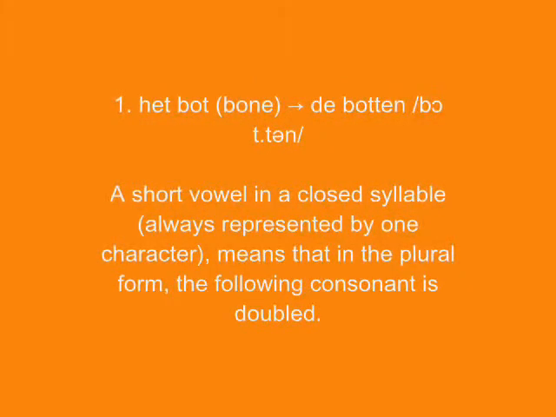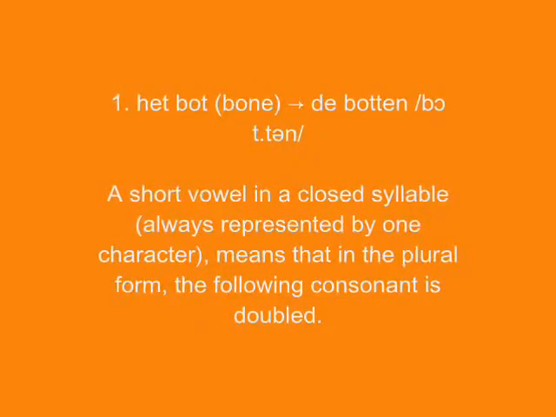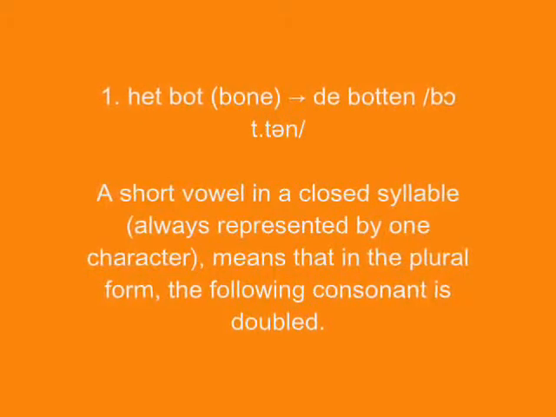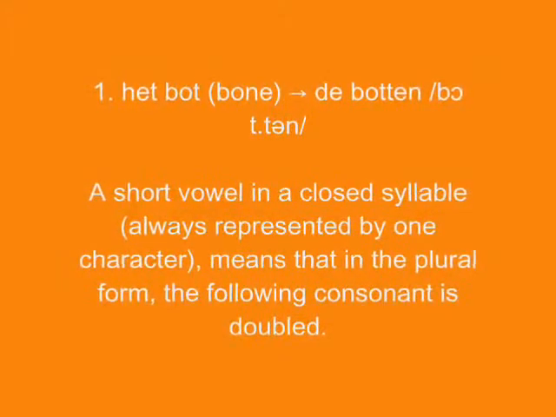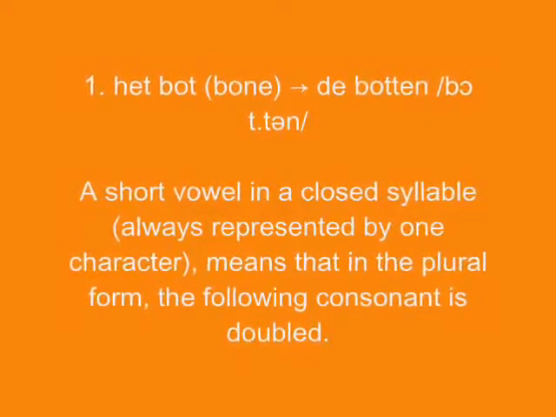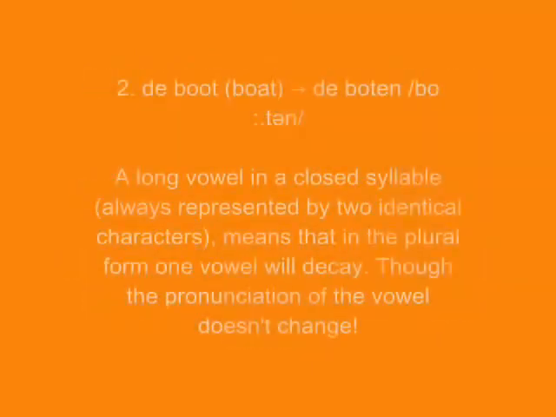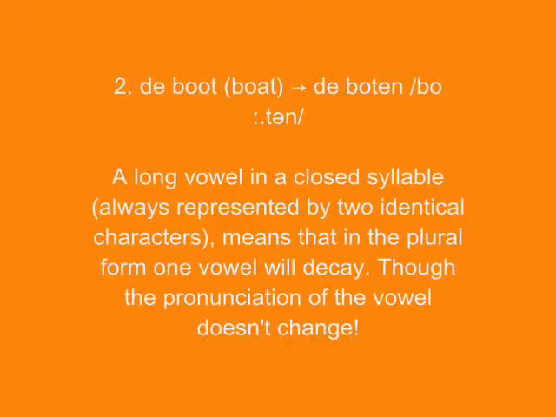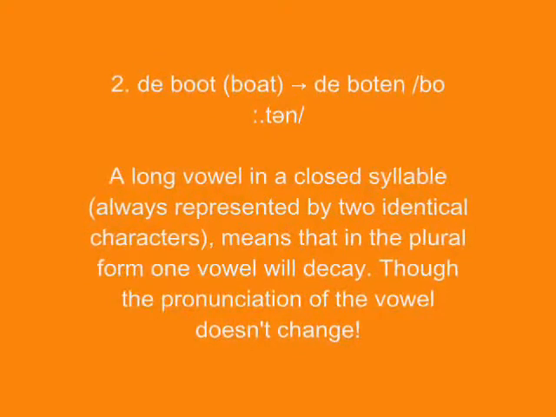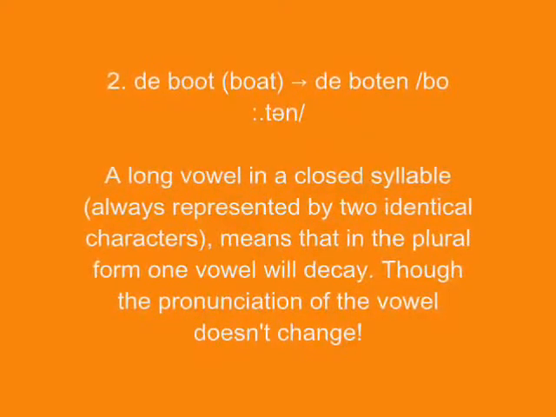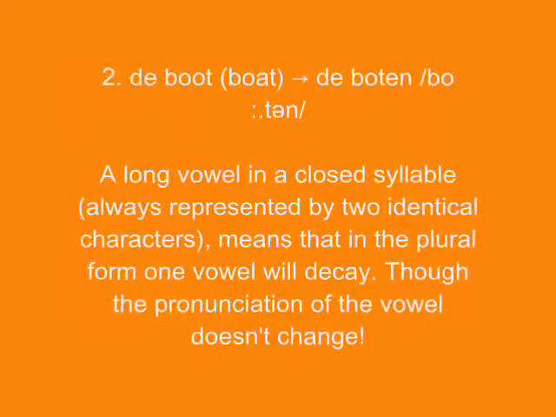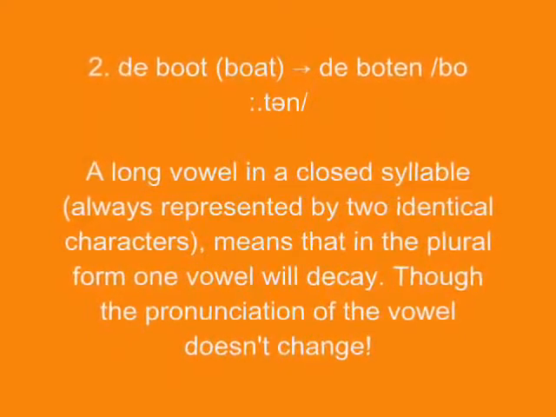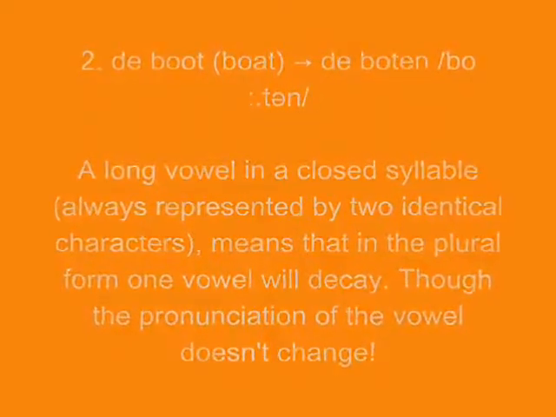One. Het bot, de botten. A short vowel in a closed syllable, always represented by one character, means that in the plural form the following consonant is doubled. Two. De boot, de boten. A long vowel in a closed syllable, always represented by two identical characters, means that in the plural form one vowel will decay, though the pronunciation of the vowel doesn't change.